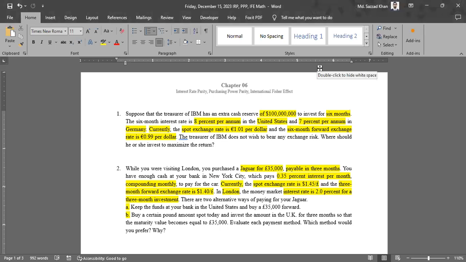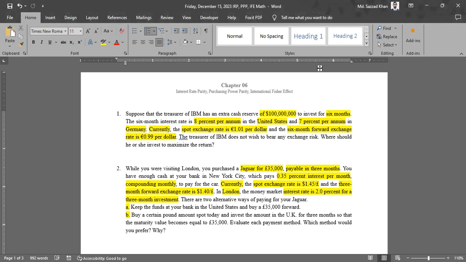Okay, without further ado, let's start today's class. Today we're going to solve some mathematical problems because last class we discussed the theory part of three concepts. The first one was interest rate parity. The second one was purchasing power parity. The third one is actually an extension of the two concepts we discussed earlier, interest rate parity and purchasing power parity. The third concept was the international Fisher effect.